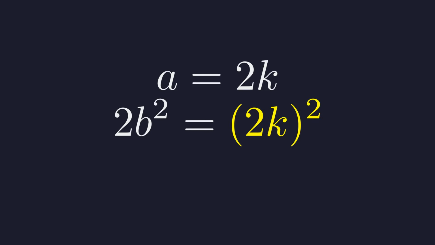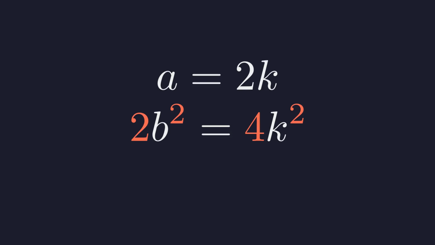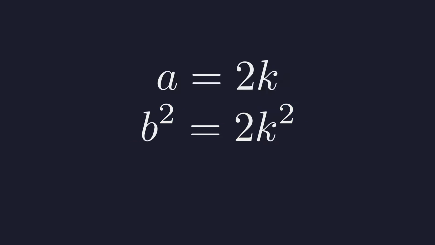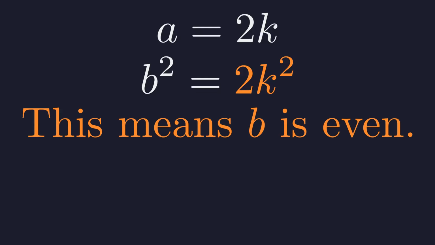Let's simplify the right-hand side of the equation. Squaring 2k yields 4k squared. This equation can be simplified by dividing both sides by 2. This leaves us with b squared equals 2k squared. Notice that this equation has the exact same form as our equation for a squared. The right side is a multiple of 2, so it must be even. Therefore, the left side, b squared, must also be even. And using the same logic as before, if b squared is even, then b itself must be even.